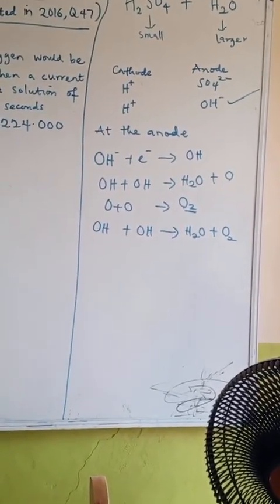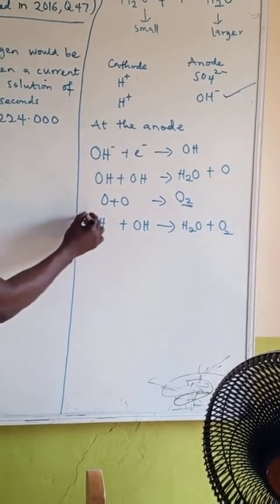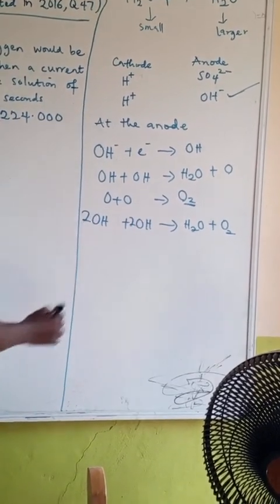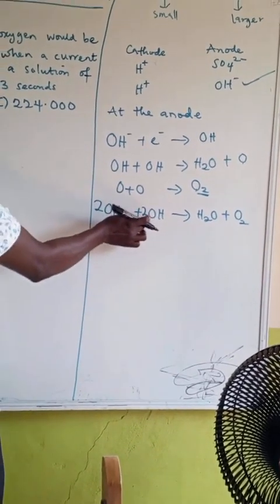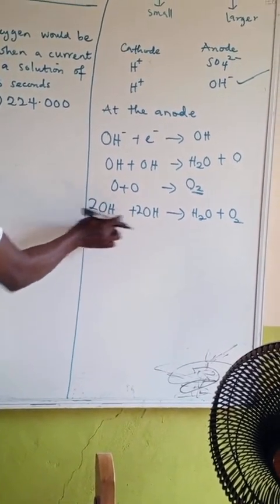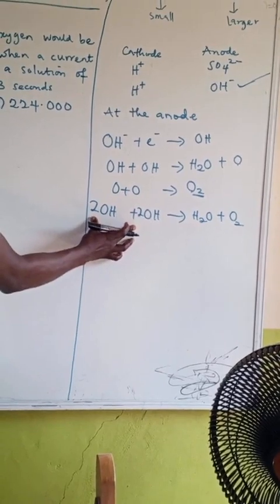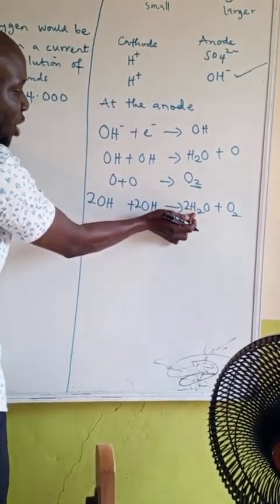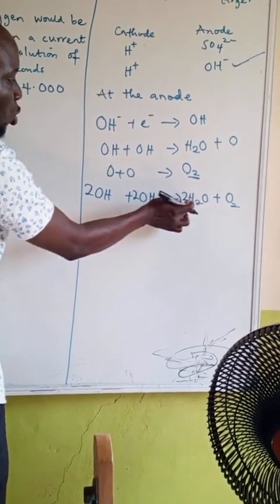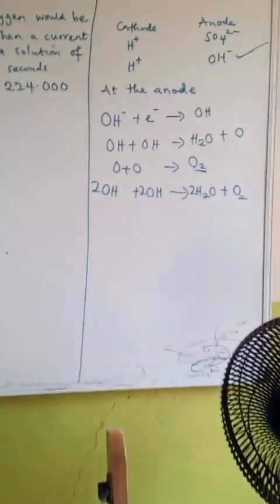Now, is the equation balanced? No. Let's put 2 here, 2 here. We now have 2 oxygen atoms, 2 oxygen atoms. 2 hydrogen atoms, 2 hydrogen atoms, making 4 hydrogen atoms. Let's put 2 here. 2 times 2, that's 4. 2 times 1, that is 2. 2 plus 2, 4. The equation is now balanced.